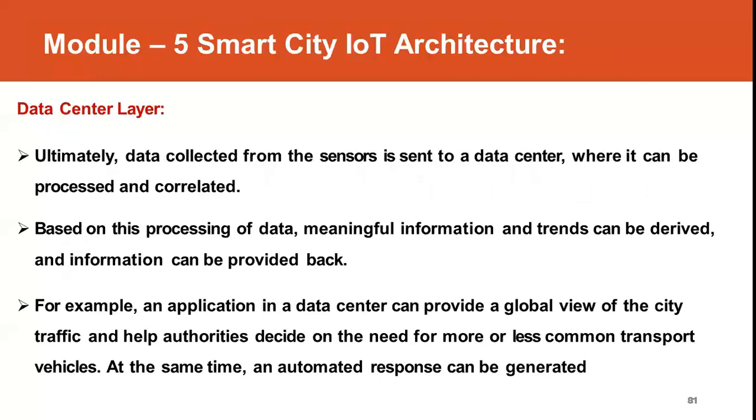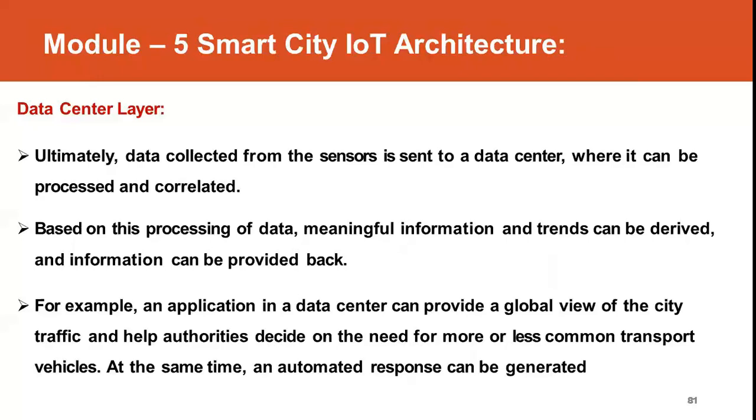So the next layer is the data center layer. Finally, the data that is collected from the sensors is transmitted to the data center, where it is processed and correlation is established. Based on this processing of data, meaningful information and trends can be obtained so that suitable actions can be taken based on this analysis.